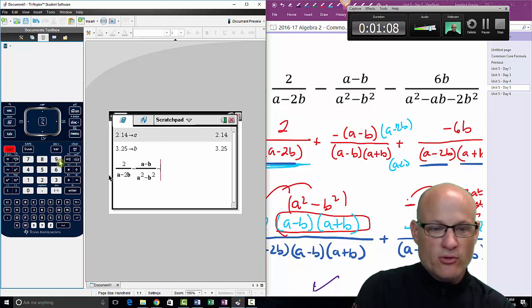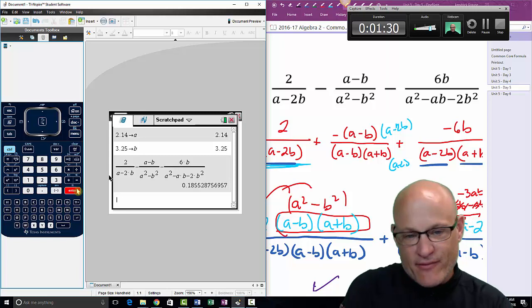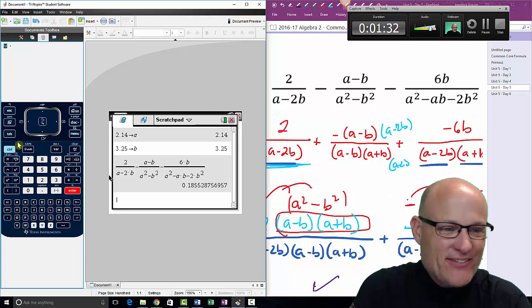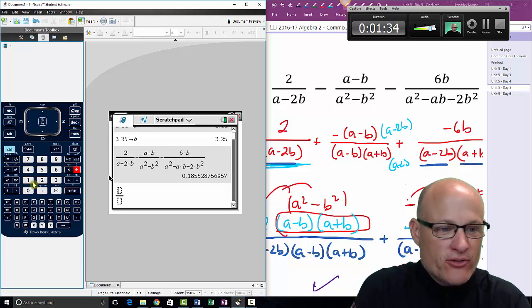Minus control division, 6b over a squared minus a times b, minus 2b squared. Verify that that is in fact the fraction that you have there. It is. Our answer was control division 1 over a plus b.